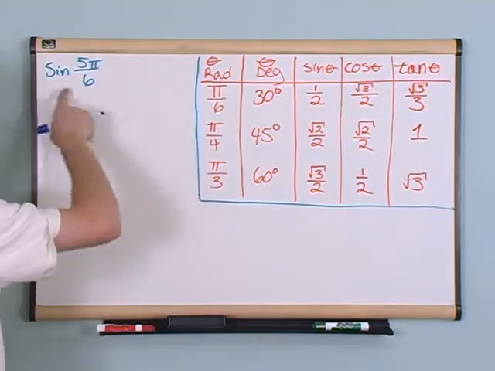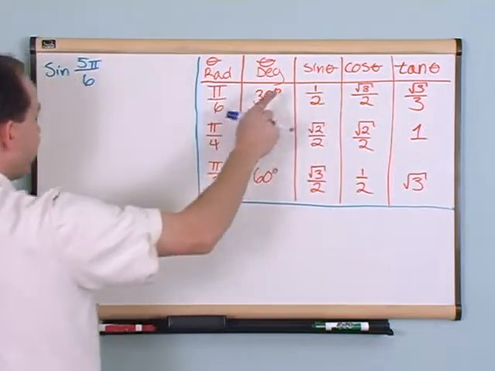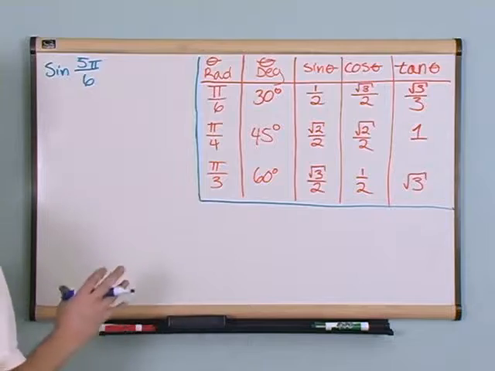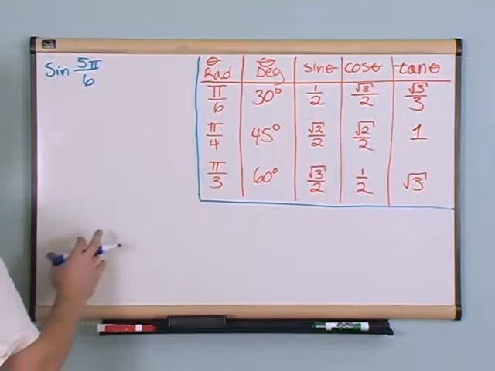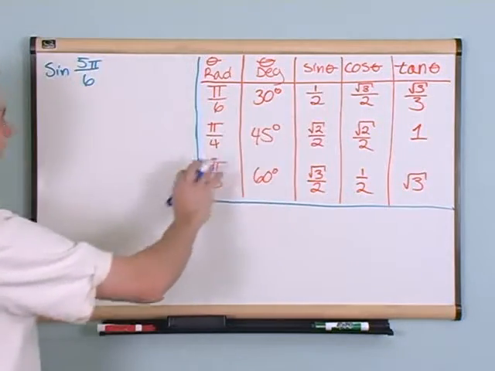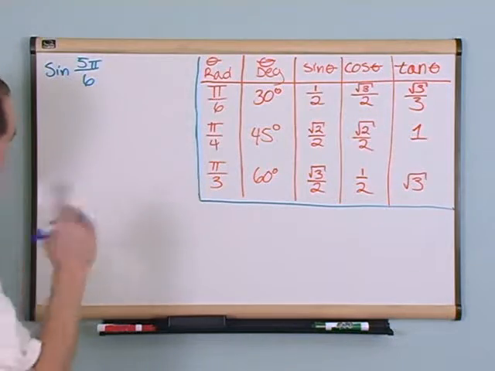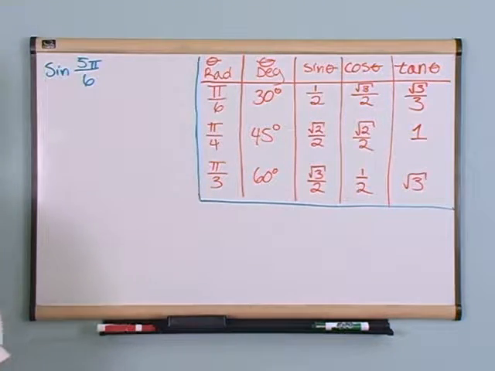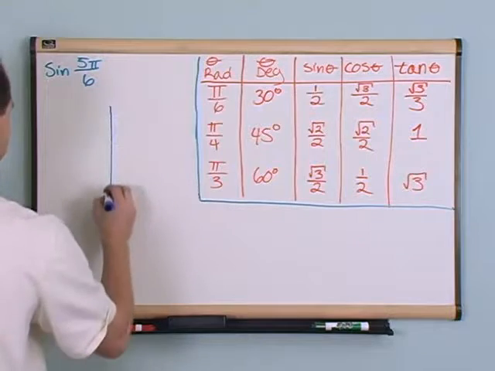So the answer is going to be 1/2, but you just don't know the sign of it yet. You don't know if it's positive or negative. But you know that the magnitude is going to be 1/2. That's why this chart is useful. What you need to figure out in your head is if it's going to be positive or negative 1/2. So let's figure that out.